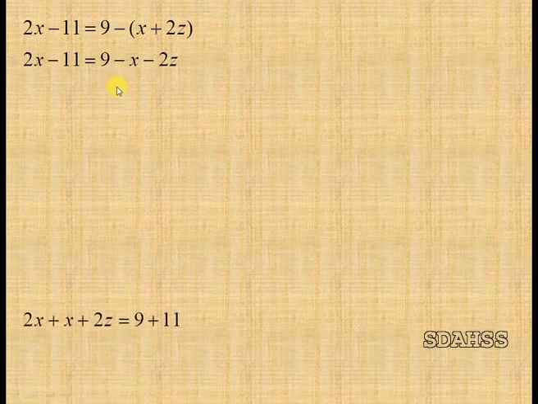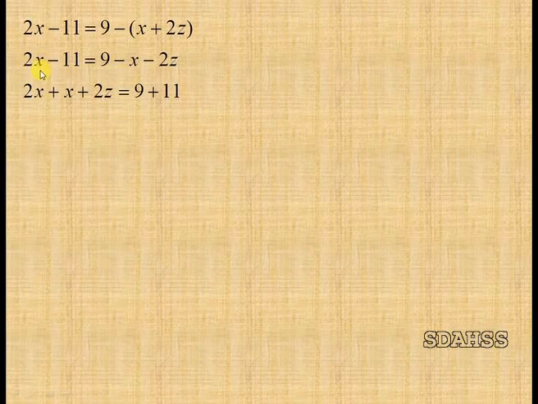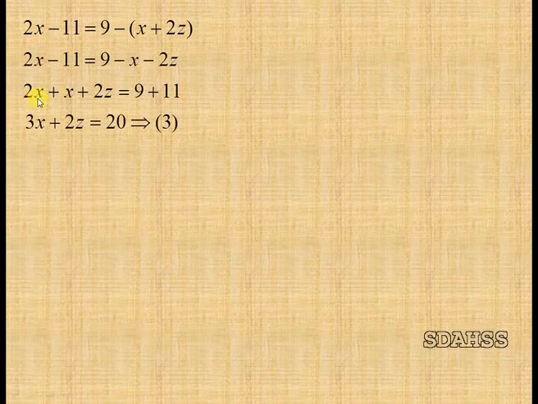Then simplify. 2x, keep it as it is. You bring this minus x to the other side, it becomes plus x. Similarly, bring the minus 2z to the other side, it becomes plus 2z, equal to this 9. Keep it as it is on the right hand side. You bring minus 11 to the other side, it becomes positive, so 9 + 11. 2x + x, 3x + 2z = 9 + 11, that is 20. Mark it as third equation.